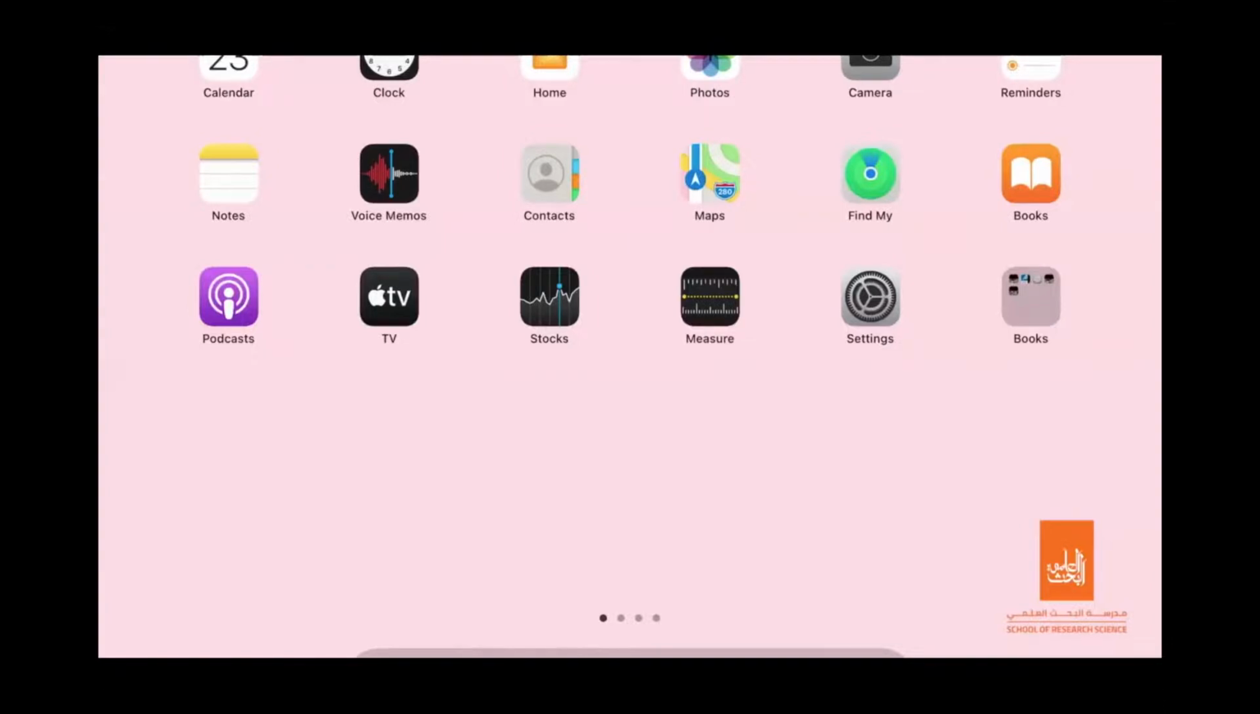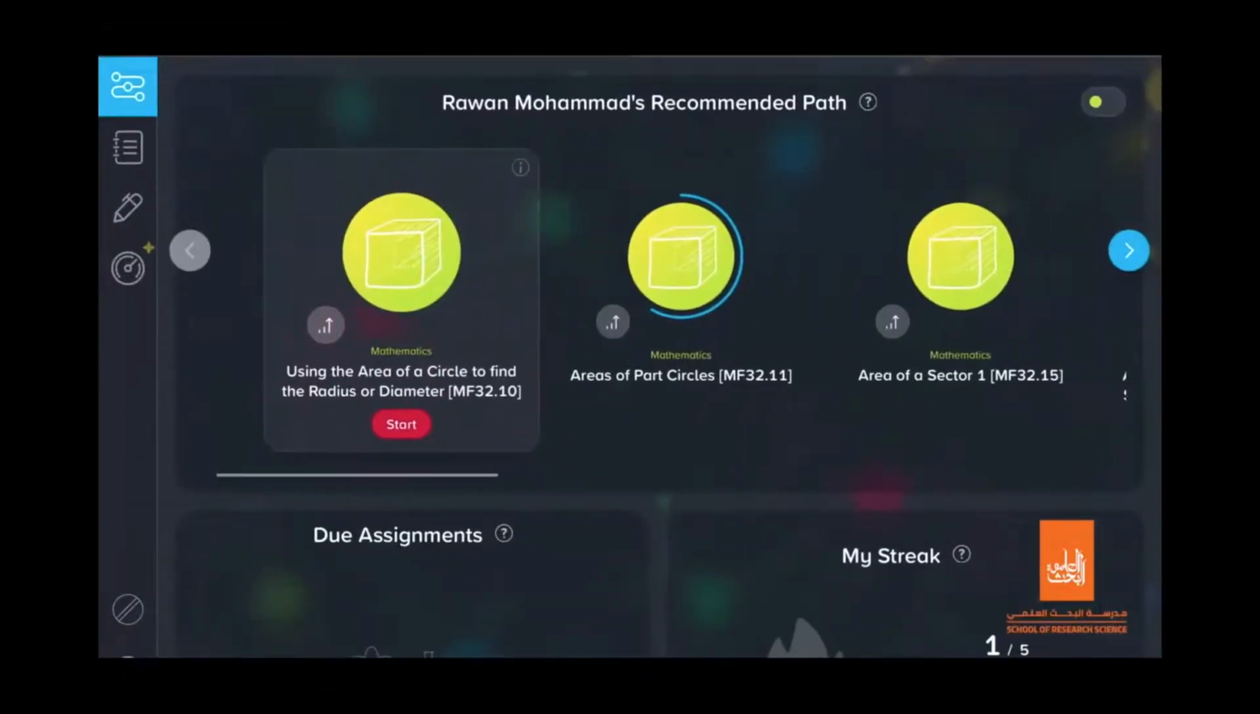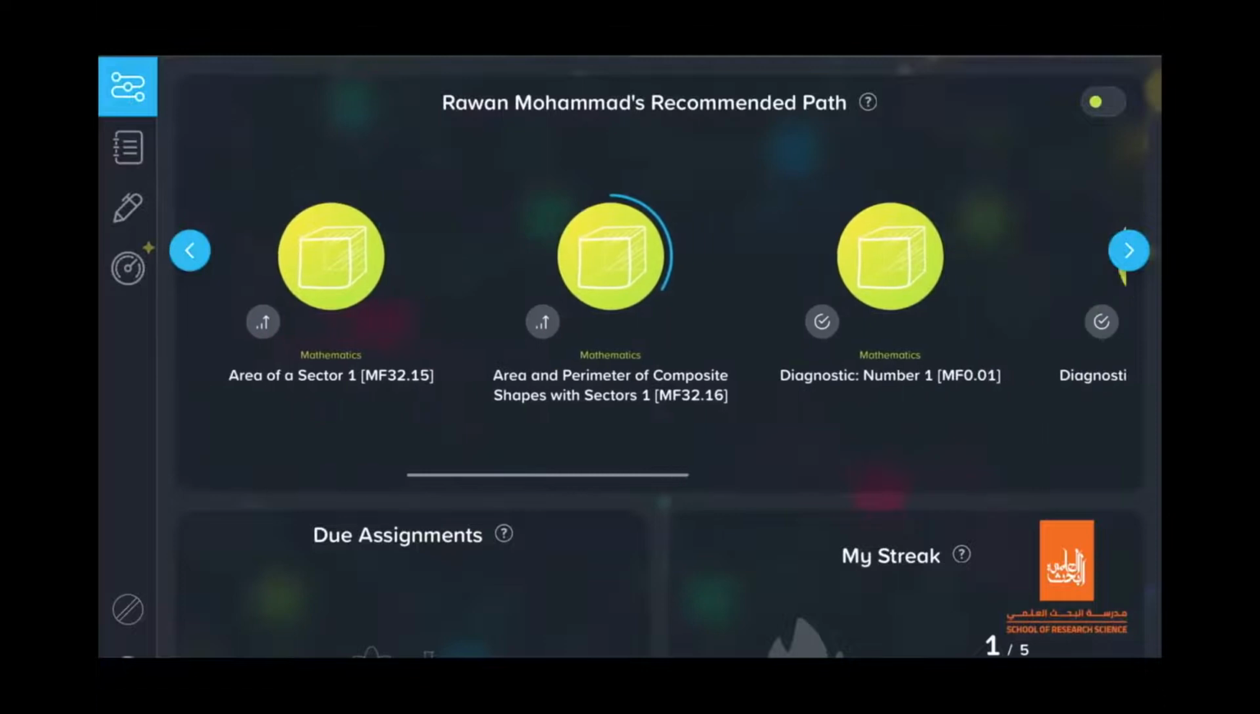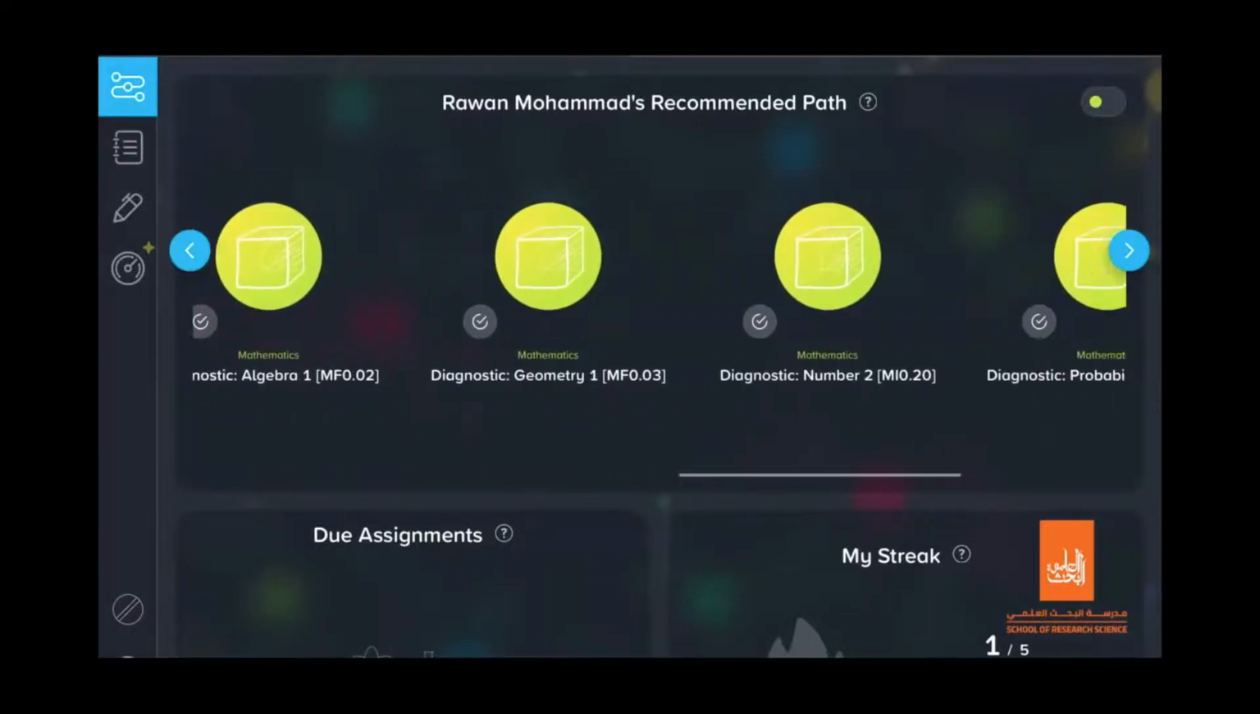Century is such a helpful app. One of my favorite features is that I can easily access revision tests, which is much more organized than most of the other apps. Century is such an amazing app with so many special functions. Let's start off with the recommended path it has put for you.